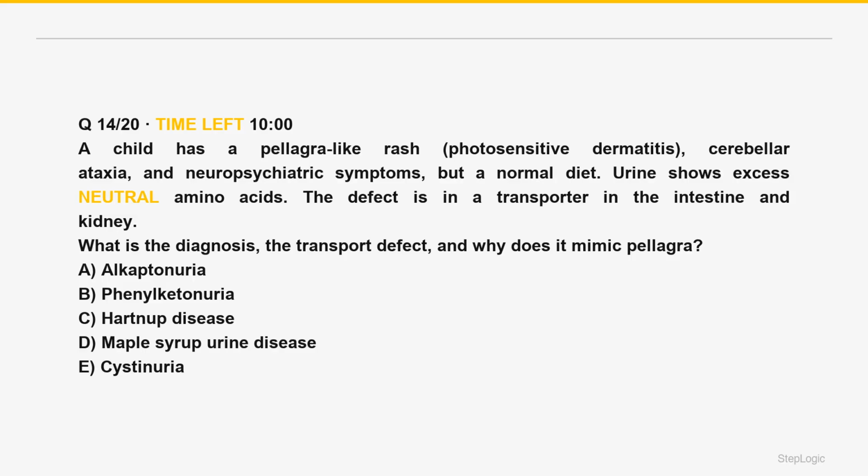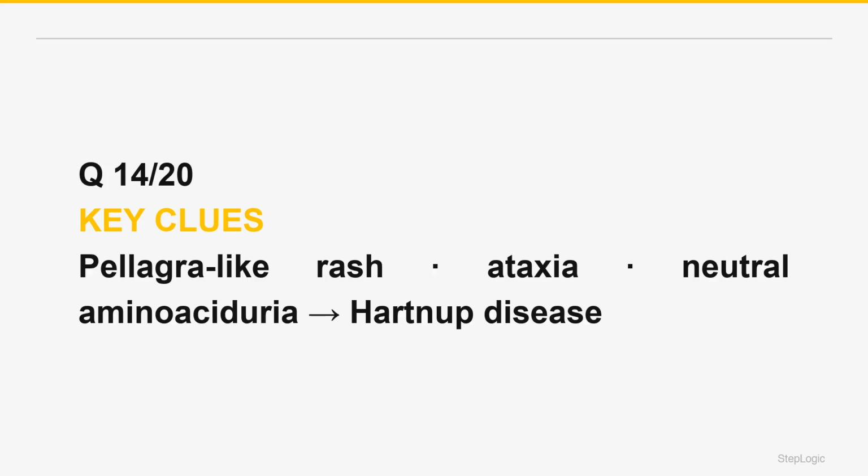What is the diagnosis, the transport defect, and why does it mimic pellagra? A child has a pellagra-like rash, photosensitive dermatitis, cerebellar ataxia, and neuropsychiatric symptoms, but a normal diet. Urine shows excess neutral amino acids. The defect is in a transporter in the intestine and kidney. Read the command: diagnosis, defect. Why pellagra-like? Pellagra-like rash plus ataxia plus neutral amino aciduria. Hartnup disease, neutral amino acid transporter defect, low tryptophan, low niacin.